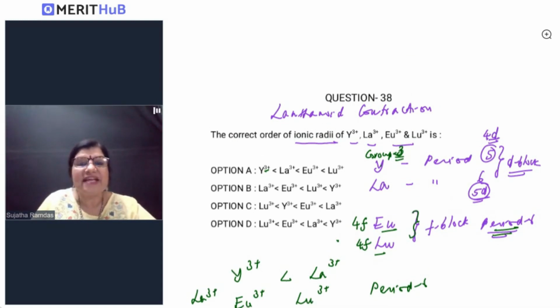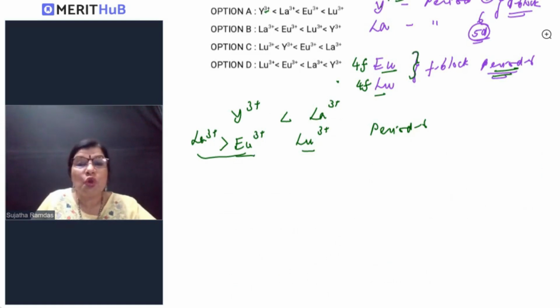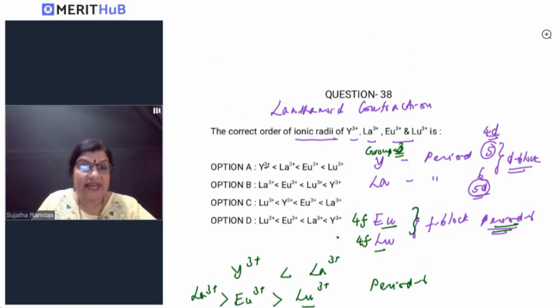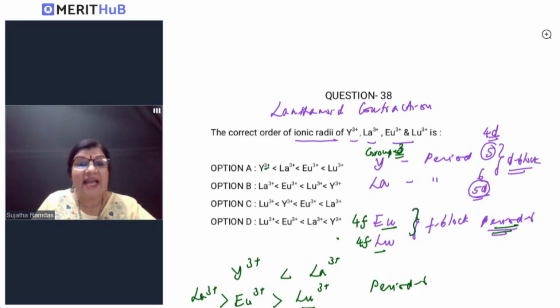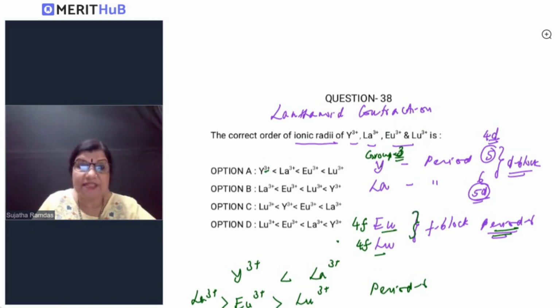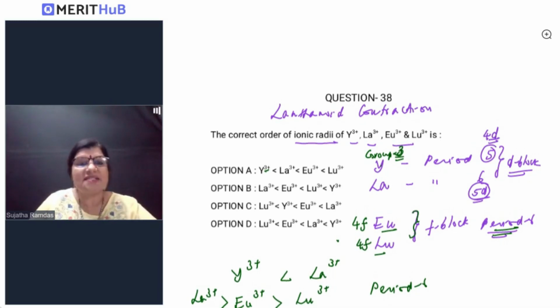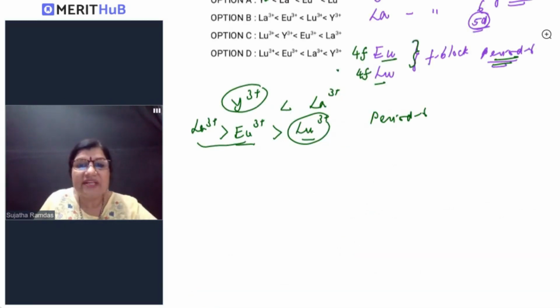So lanthanum is definitely greater than europium. Europium is definitely greater than lutetium, but the decrease in size is not very significant, because across a period the electrons are added to the same subshell, but the screening effect is not very perfect. What is noticed is that the sizes of yttrium and lutetium are very close. So definitely the lutetium ion will be the smallest. The lutetium ion is found to be smaller than the yttrium ion. The europium ion is found to be larger than the yttrium ion.